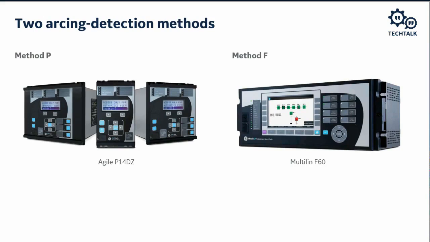We'll investigate two arcing detection methods that I call Method P and Method F. Method P is in the Agile P14DZ protection relay here on the left. Method F is in the Multilin F60 universal or UR relay shown on the right.